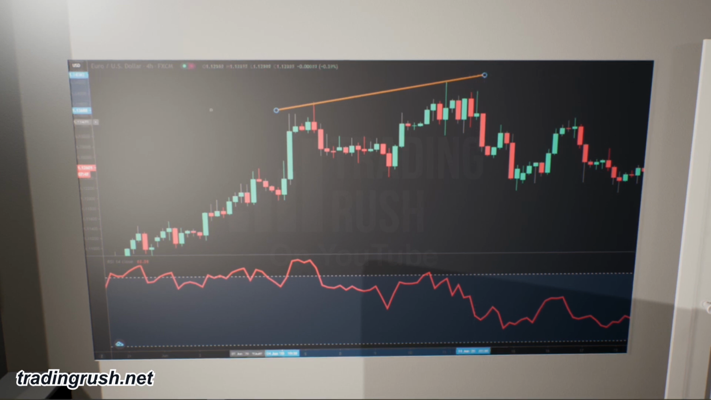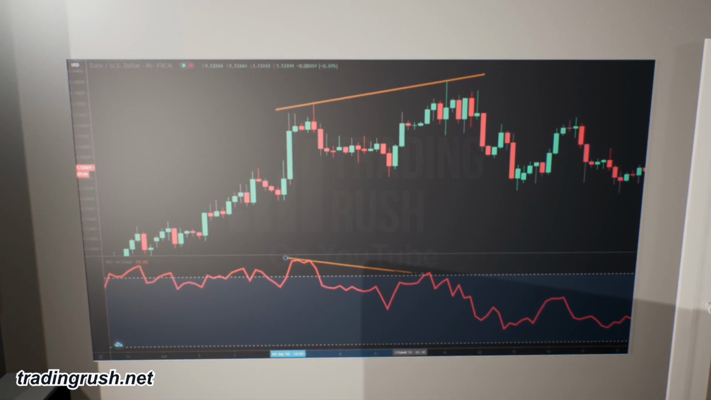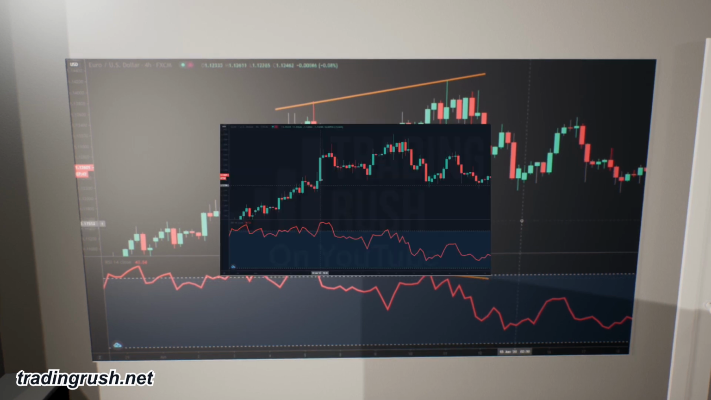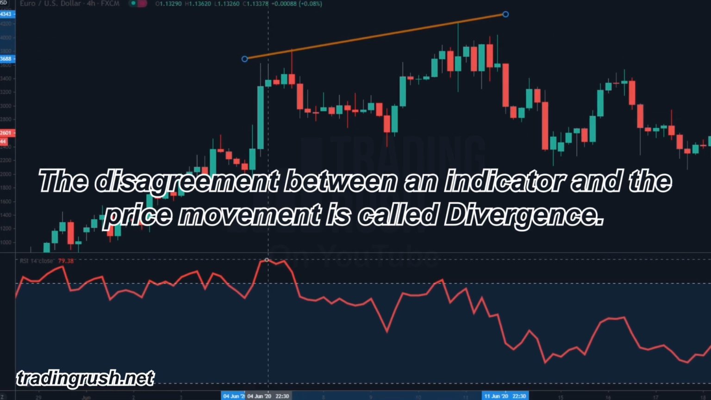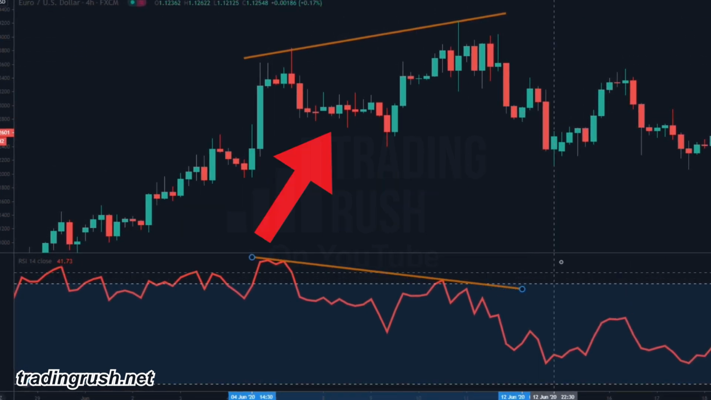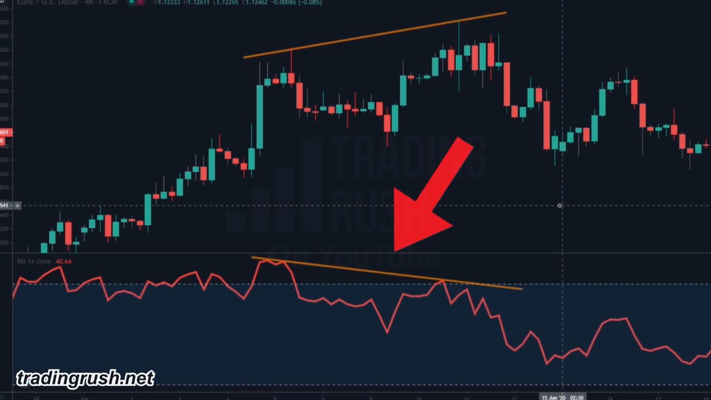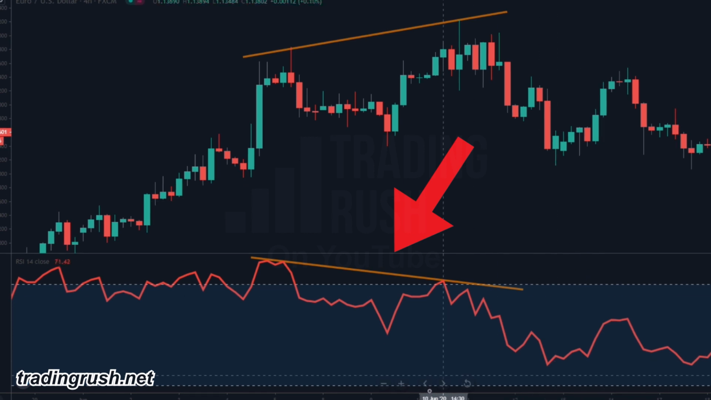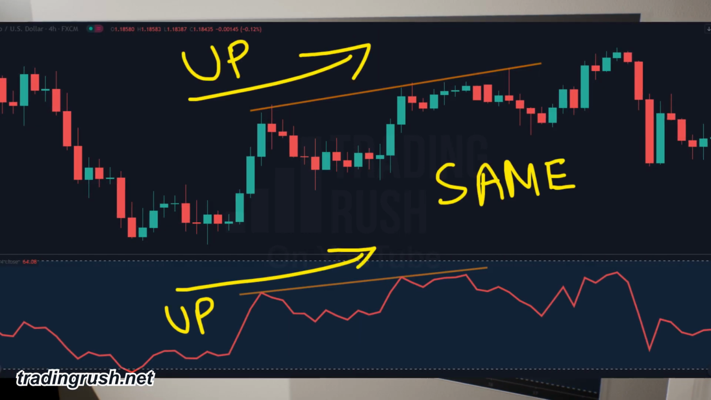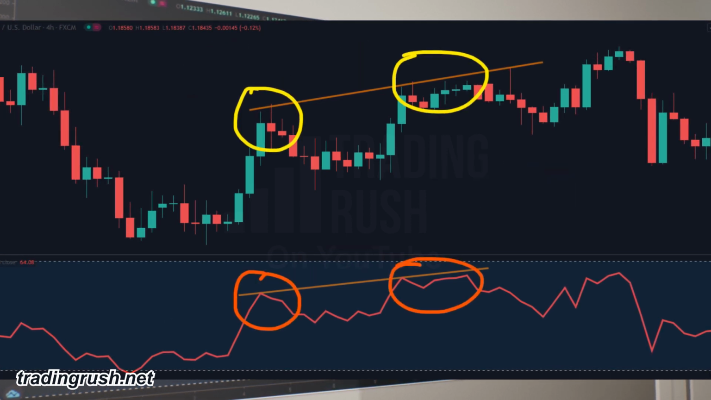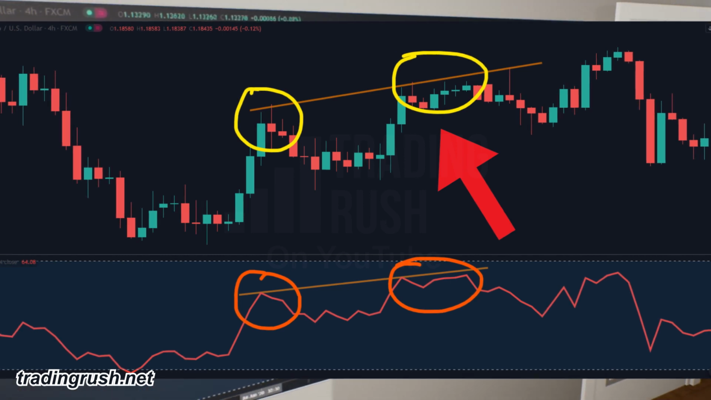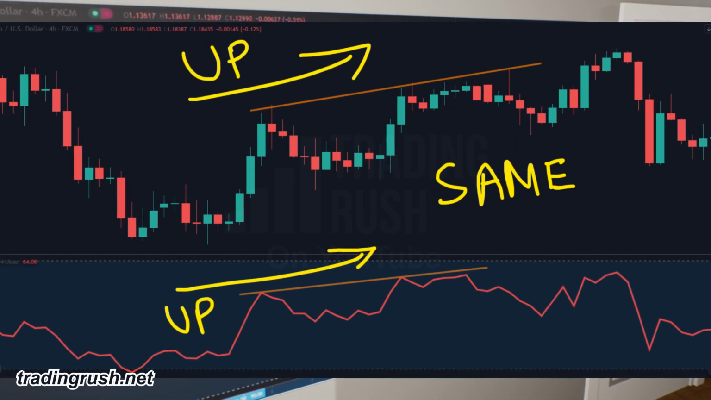To understand how the divergence can help us in trading, we will first have to understand what divergence is. The disagreement between an indicator and the price movement is called divergence. In simple words, divergence occurs when the price is saying one thing, but the indicator is indicating something else. Let me explain. Usually in an uptrend, you will see oscillators and the price indicating the same direction of the trend. You can tell this by connecting the higher highs of the price and the higher highs of the oscillators. On this chart, both the indicator and the price are making higher highs.